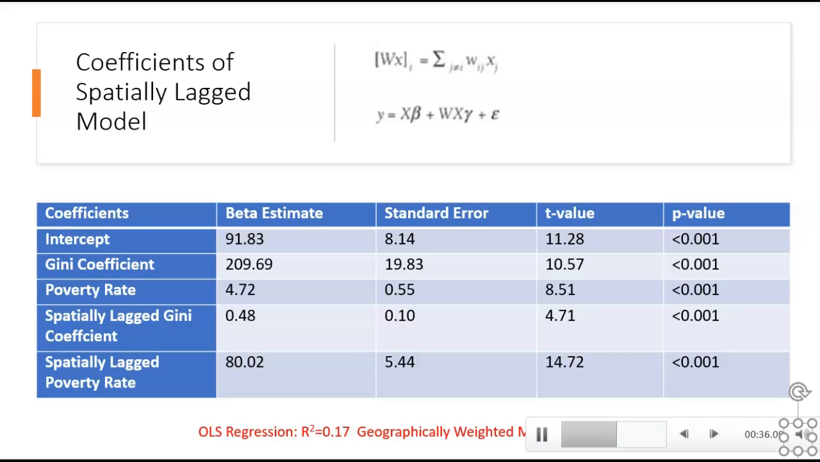As we can see in the table at the bottom half of the slide, the model coefficients demonstrate that the spatially lagged Gini coefficient variable and poverty rate variable are both statistically significant. However, even more importantly, when we compare the R-squared between OLS regression and geographically weighted regression, the geographically weighted model performs more superiorly than OLS regression.